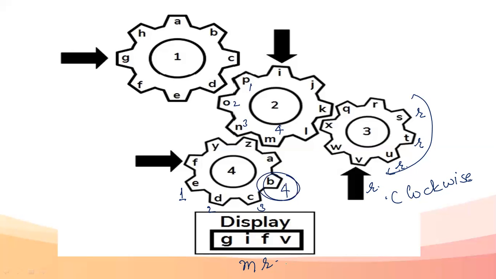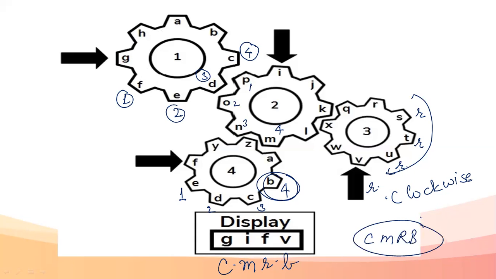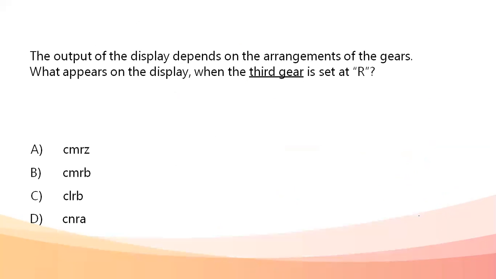What would come up in the arrow? It would be B. Now, similarly, if we talk about the first, in the clockwise direction, so first movement, second movement, third movement, and fourth movement. What is going to come up on the first gear? First gear would be C. So display will be showing CMRB. Let's match the option. Which option is CMRB? Okay, option number B is CMRB.